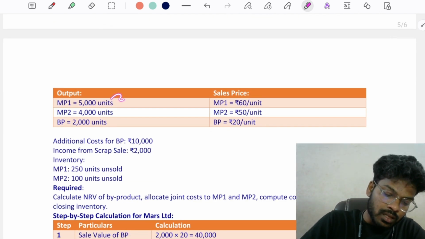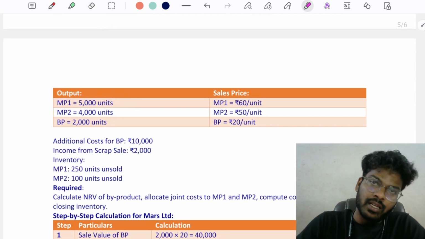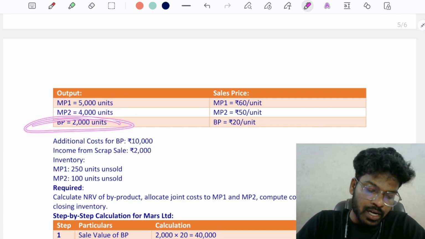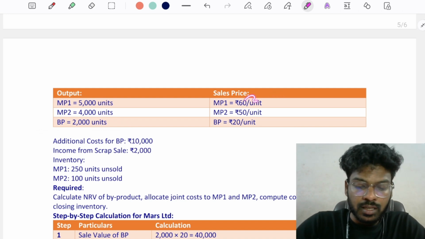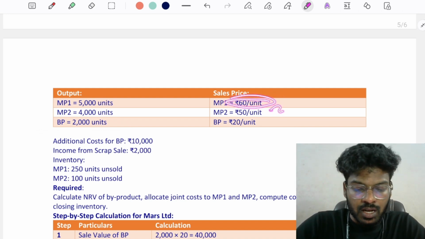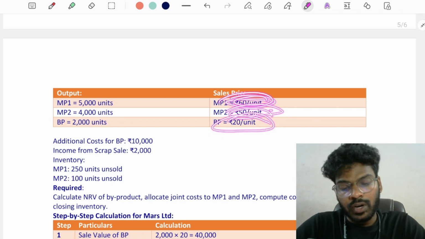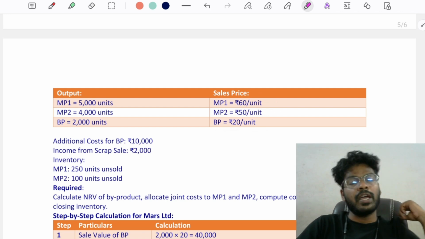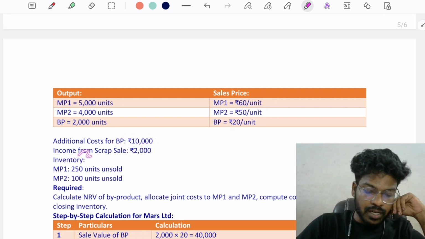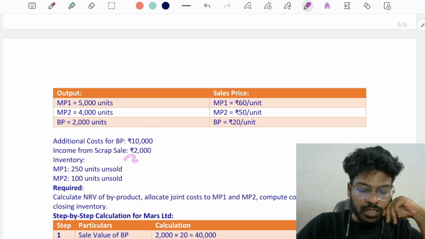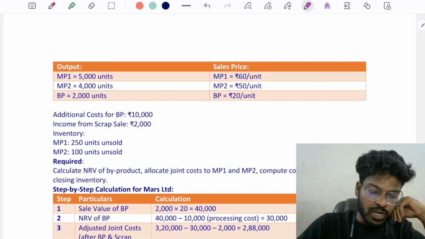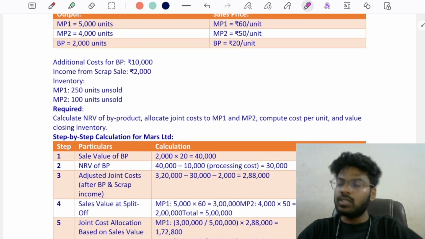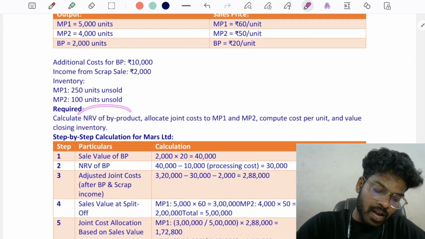Output of MP1 is 5,000 units. Output of MP2 is 4,000 units. Byproduct has 2,000 units. The sales prices are 60, 50 and 20. Additional cost for byproduct incurred is 10,000 and income from scrap sale is 2,000. The closing stock is 250 and 100 unsold units. Required: calculate NRV of byproduct.